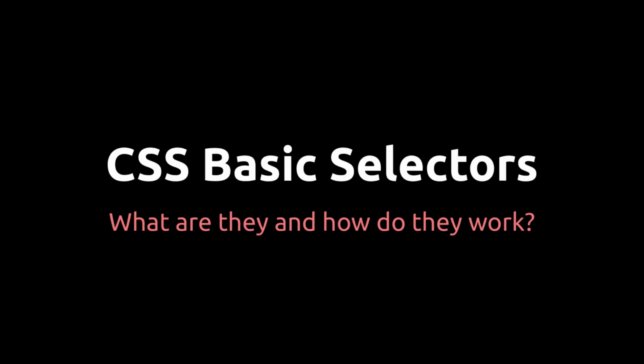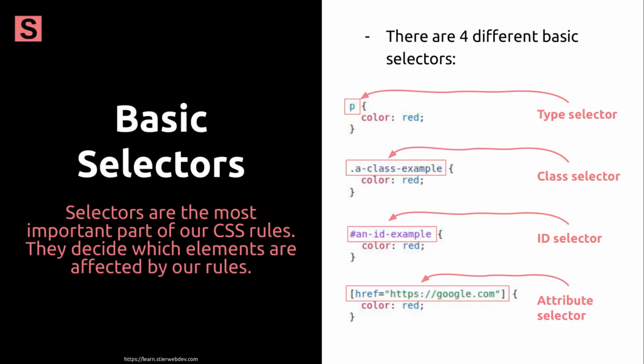In the previous lessons, we learned a little about the history of CSS and how it works. We studied CSS properties, values, and rules, but we only briefly mentioned selectors. Now we're going to cover the selectors in detail. There are 4 different basic selectors: type selectors, class selectors, ID selectors, and attribute selectors.